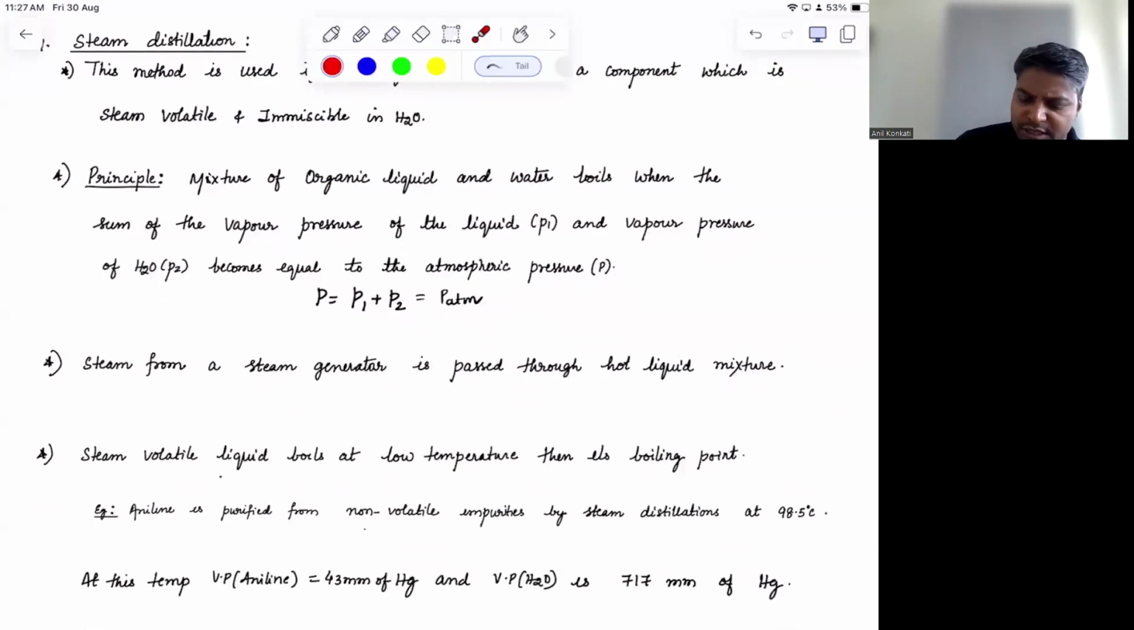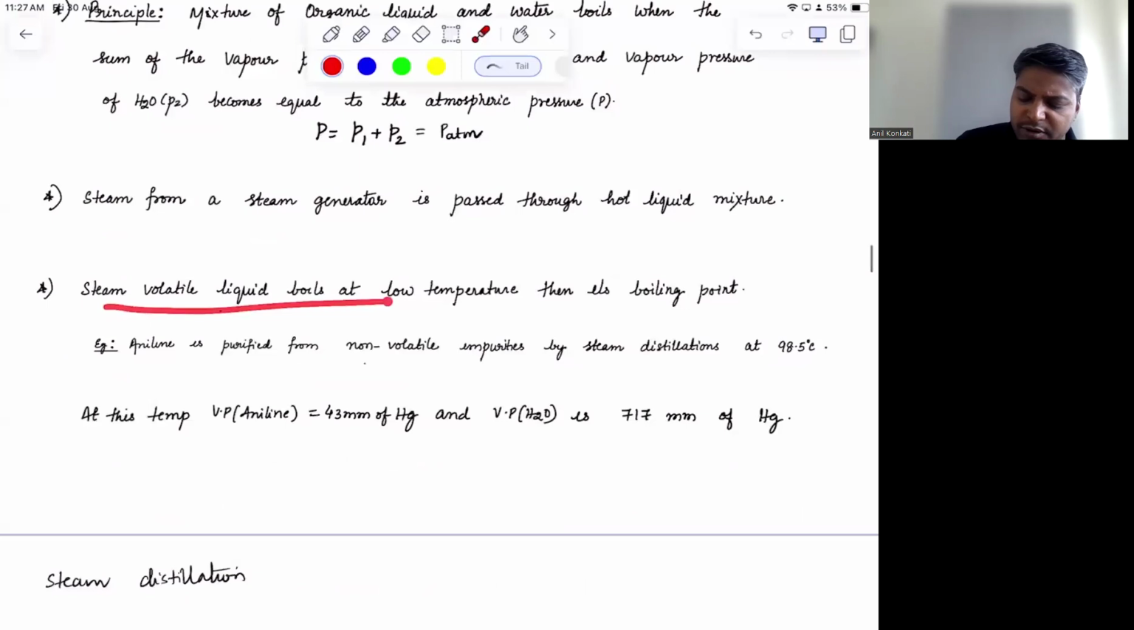Okay. So steam will take the vapors of that organic compound and start coming out. Okay. So that is passed through a hot liquid mixture. So the liquid boils at a lower temperature than its boiling point.